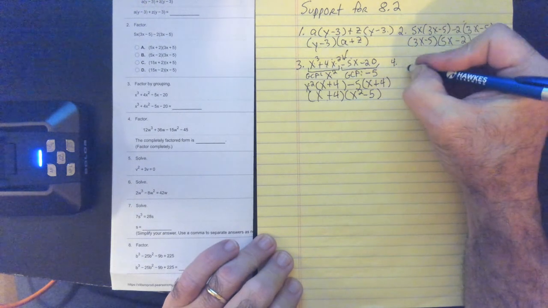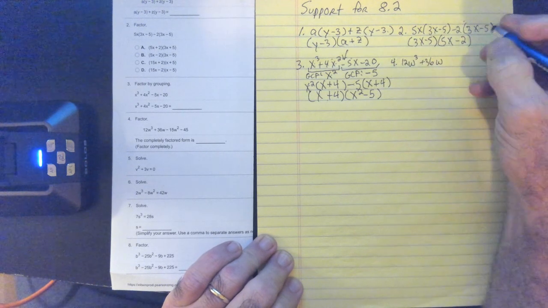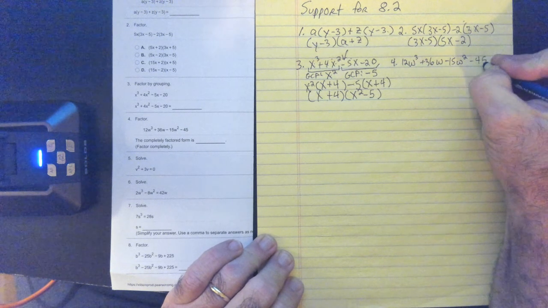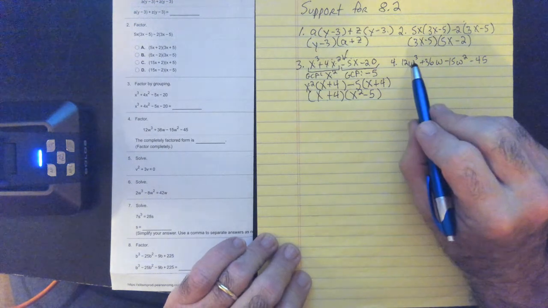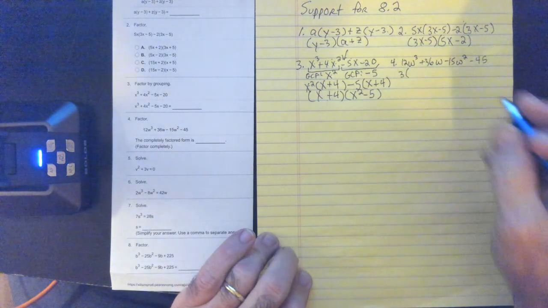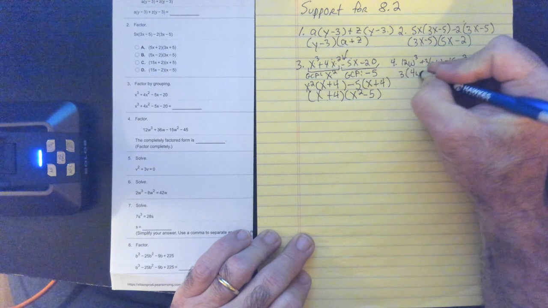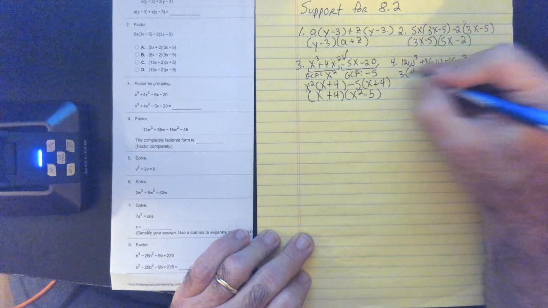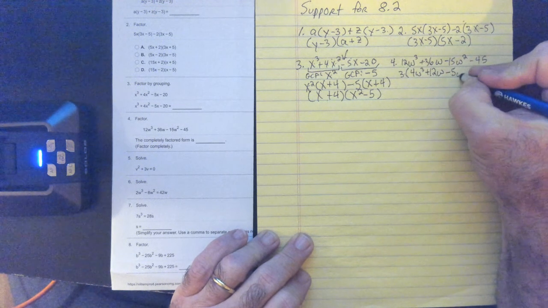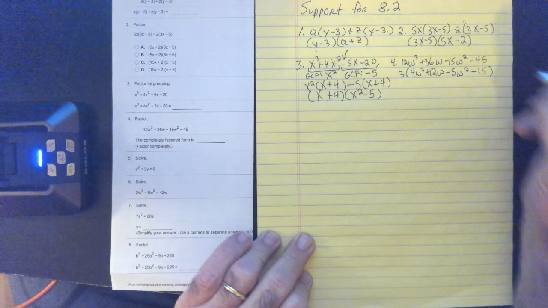Alright, number 4 is 12w to the third plus 36w minus 15w squared minus 45. Oh, those are big numbers, but if you notice, each one of these numbers will divide by 3, so I'm going to factor out a GCF of 3 from all four of these numbers. So 12 divided by 3 leaves me a 4w to the third, plus 36 divided by 3 leaves me a 12w, minus 15 divided by 3 leaves me a 5w squared, minus 45 divided by 3 is a 15.